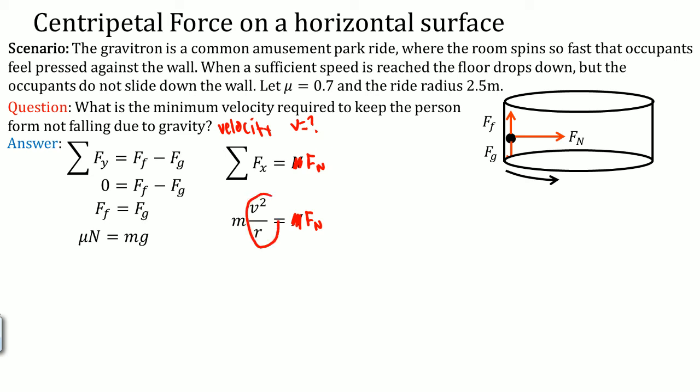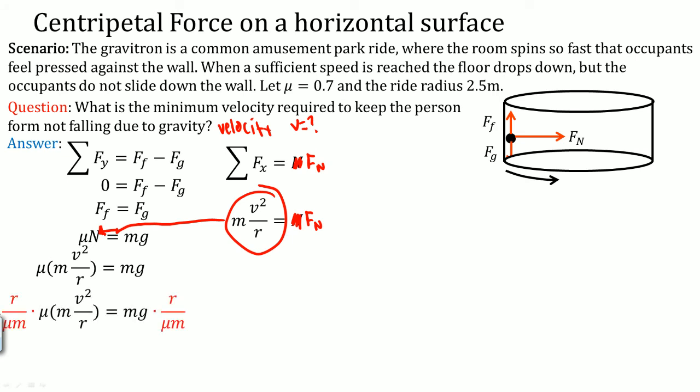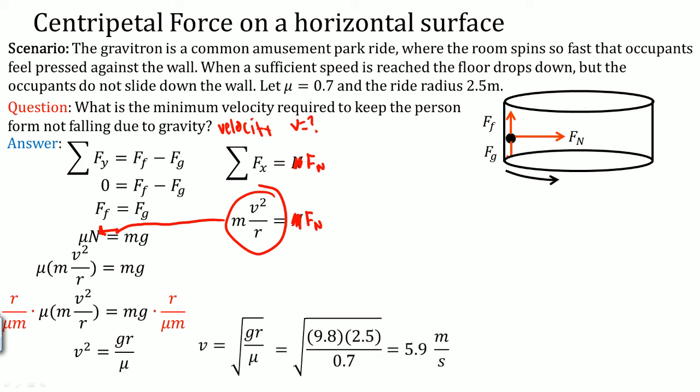This should all go in here for the force normal. And that's what you should get. Mu mv squared over r equals mg. The masses should cancel out. And you should multiply by r and divide by mu. You should get v squared equals gr over mu. Take the square root, now you can plug it in, and you get 5.9 meters per second.